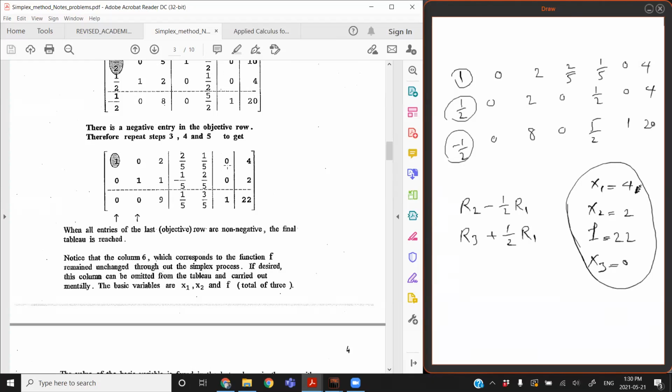The non-basic variables, you make them equal 0. Like in this case, x3 is non-basic, so it's 0. The basic ones, the ones where you have a unit column, like x1, x2, and f, those are the variables that you can read the values for from the last tableau. So f is 22, x1 is 4, x2 is 2, and x3, which is non-basic, is going to be 0.